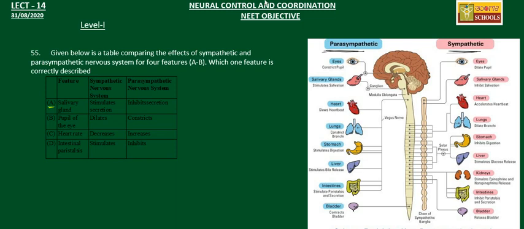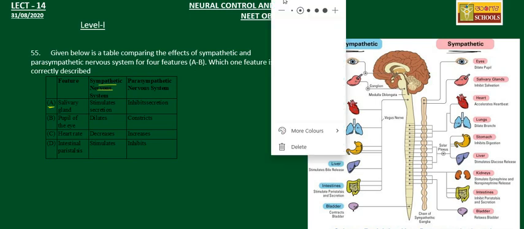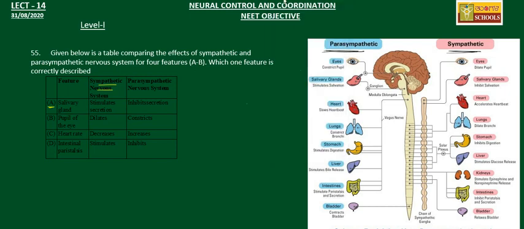Salivary gland here, it stimulates secretion. So the parasympathetic nervous system stimulates secretion. So the salivary glands stimulate secretion, that is in the case of parasympathetic. So here this option is wrong, inhibits secretion. This is the opposite, so hence it's wrong.